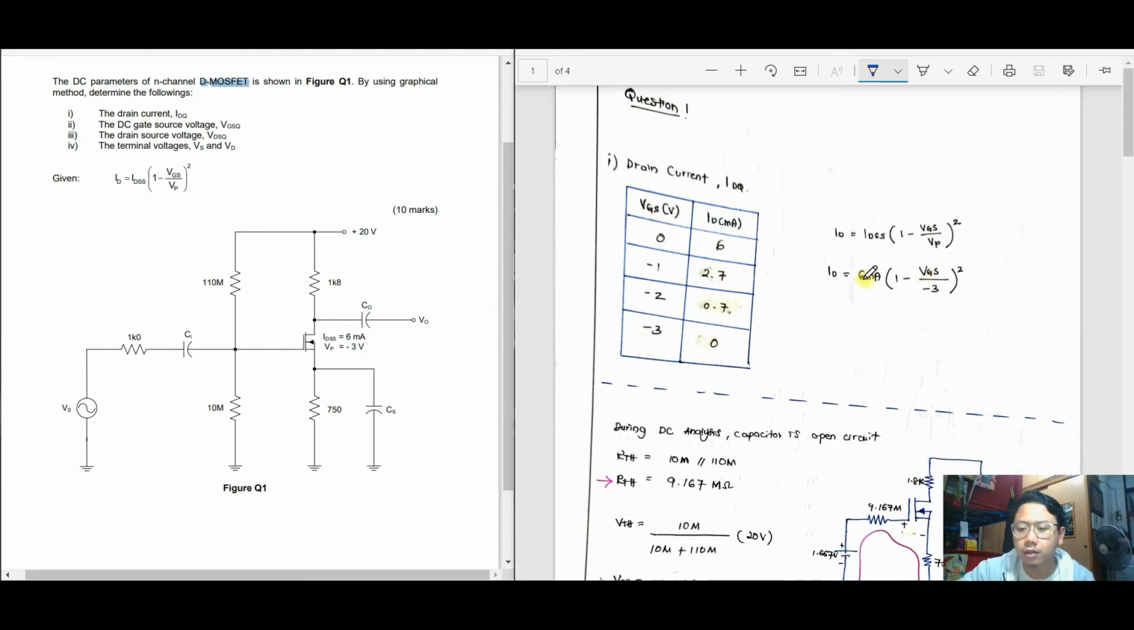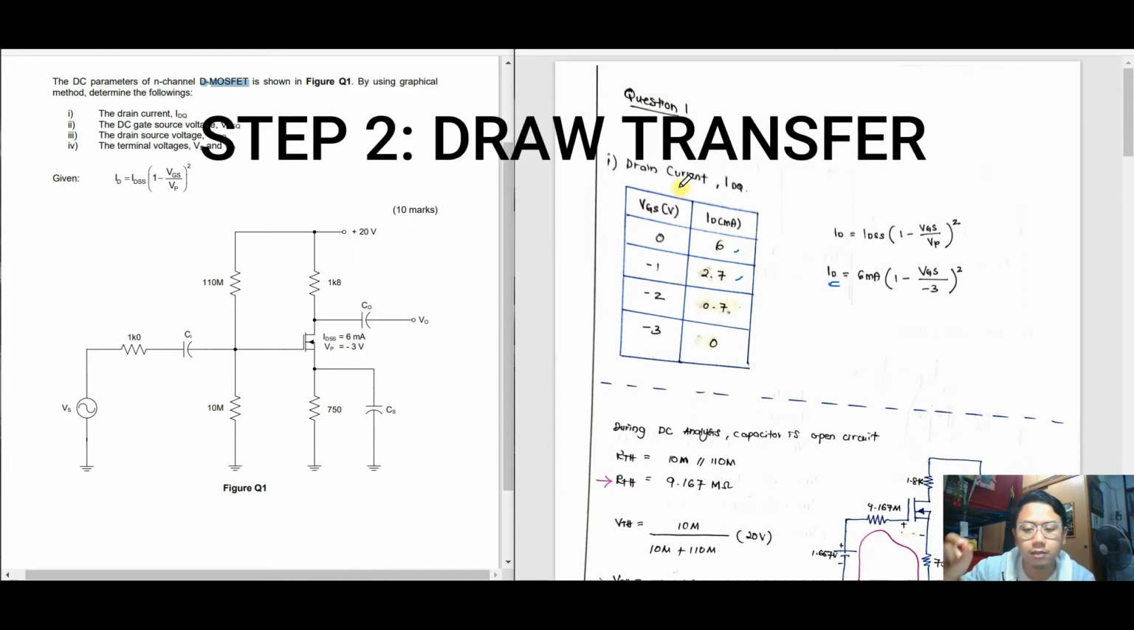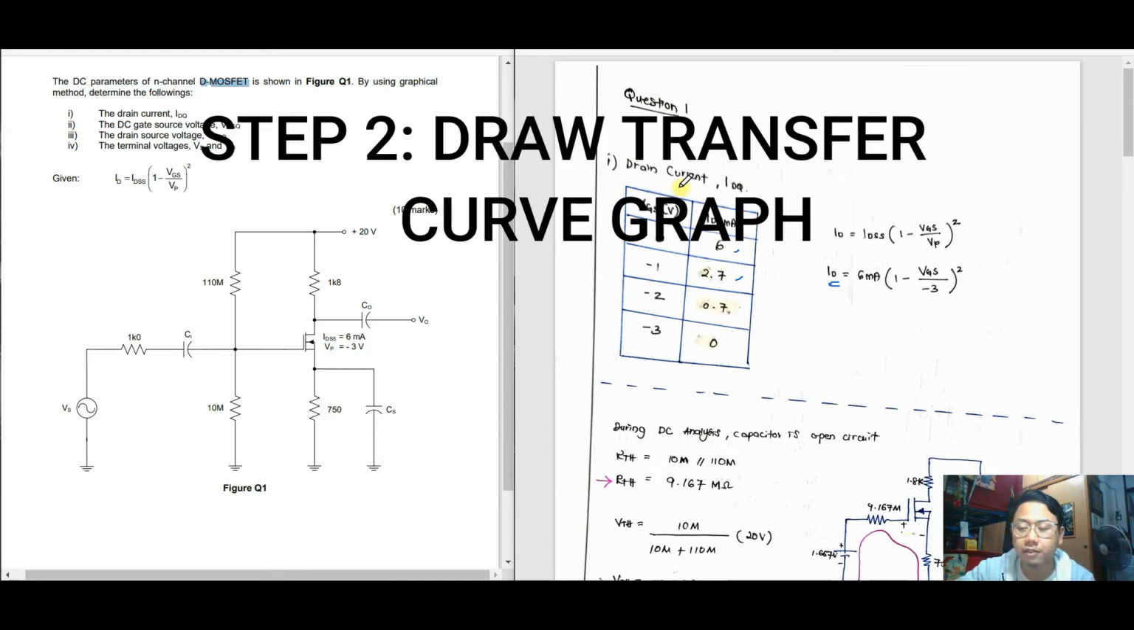After that, enter all these values. By using a calculator, just find the value of ID. So when VGS is equal to negative 3 volt, ID is 0. When negative 2, ID is 0.7. Negative 1, 2.7. And at 0, ID is 6. After this, we have constructed the table. Let's go to another step, which is to draw the transfer curve graph.